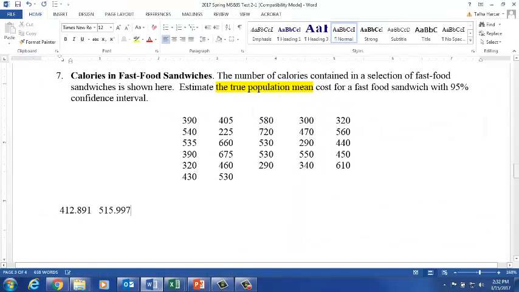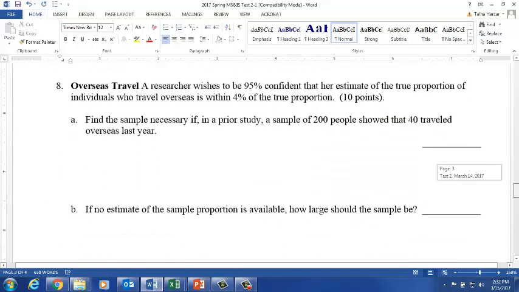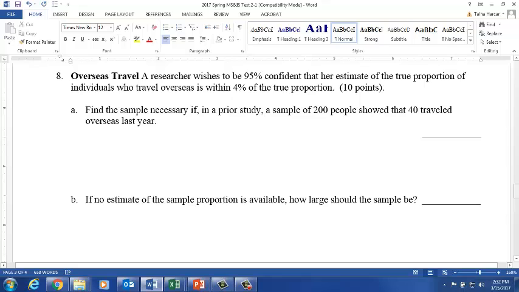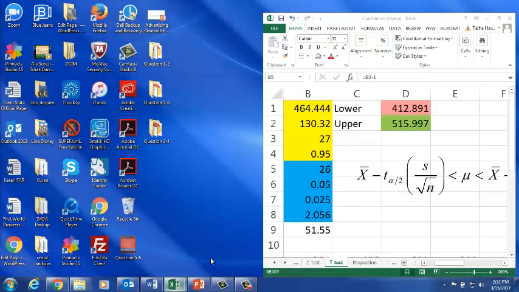Okay, now let's go to the next problem, overseas travel. Researchers wish to be 95% confident that their estimate of the true proportion of individuals who travel overseas is within 4% of the true proportion. Find the sample necessary. If it says find the sample necessary, or how large should the sample be, we are looking for the sample size. So let's go back and open this.